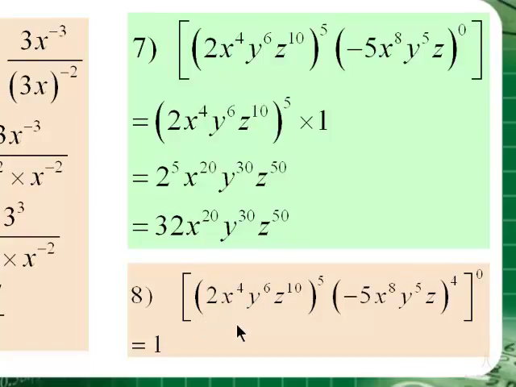And the last one is the easiest of all these problems. The whole base here in the square bracket is raised to the power 0, and therefore the answer will be 1.